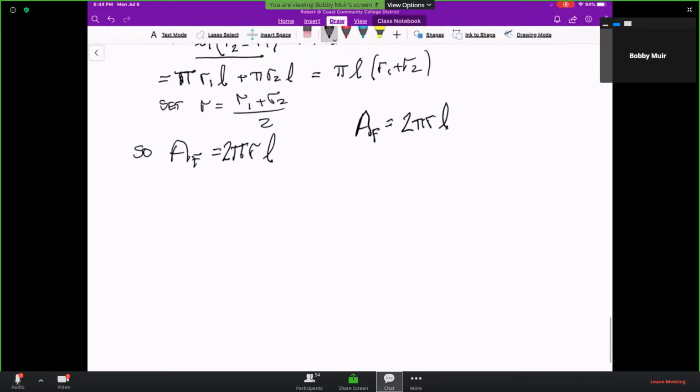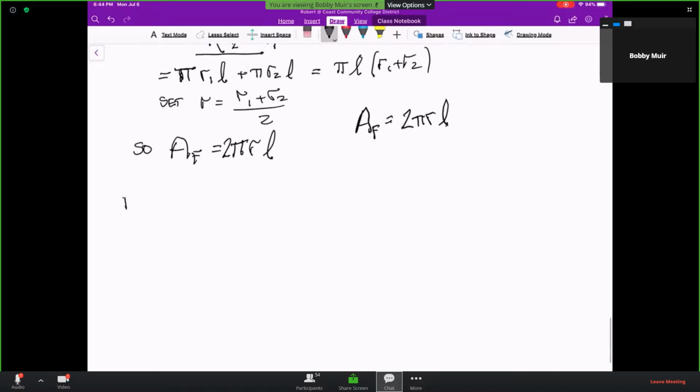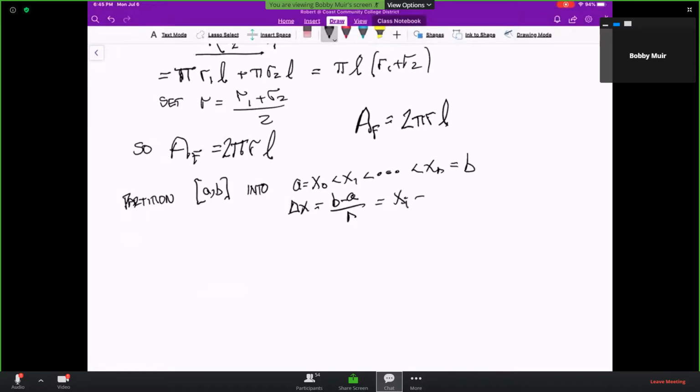Okay, so now here we go. With all of that being taken care of, now we can do the calculus stuff. We will partition the interval AB into n equal width subintervals, A equaling x0 less than x1, same old mumbo jumbo we always do, equaling B. Delta x is going to be (B minus A) over n, and that's the same thing as xi minus xi minus 1.